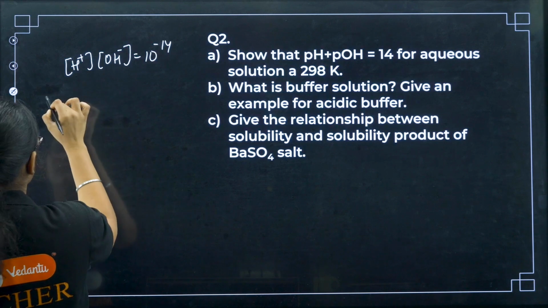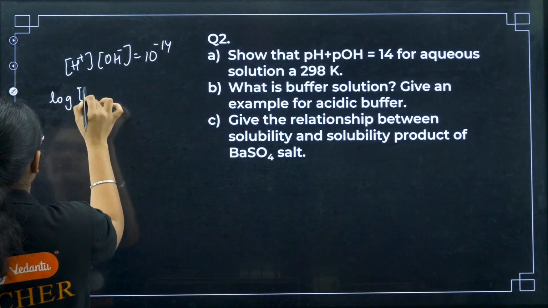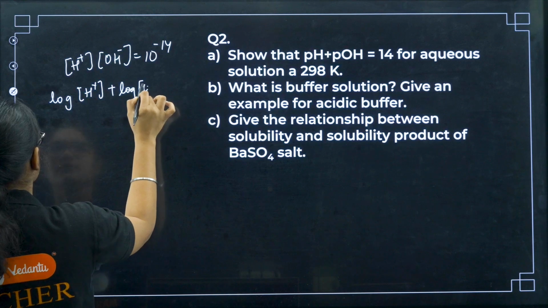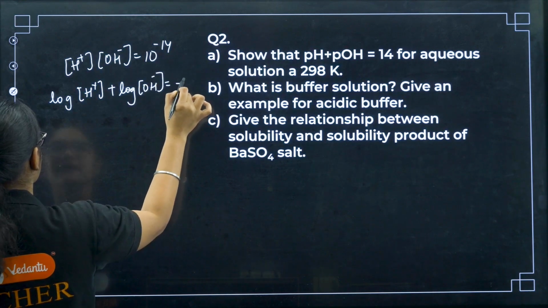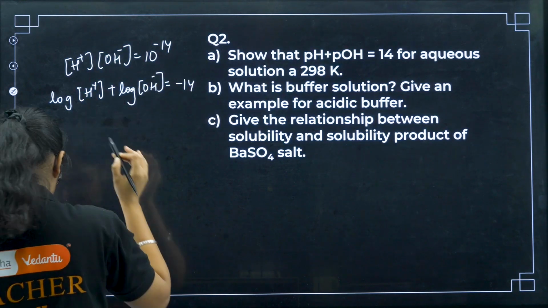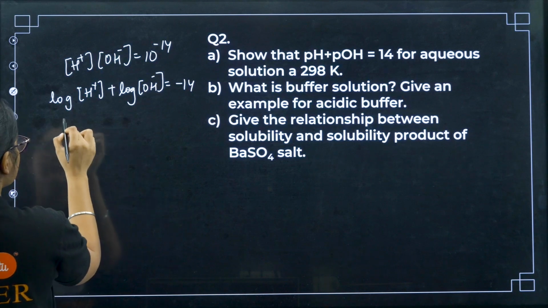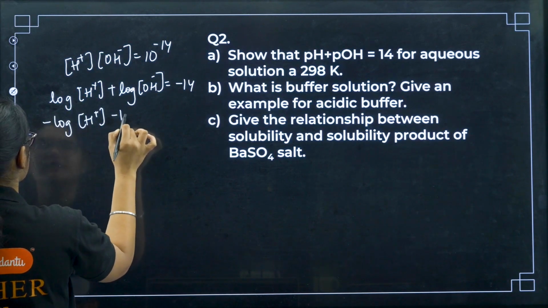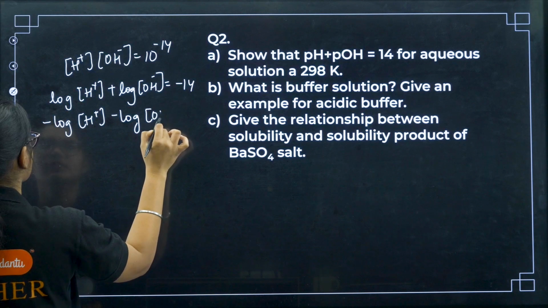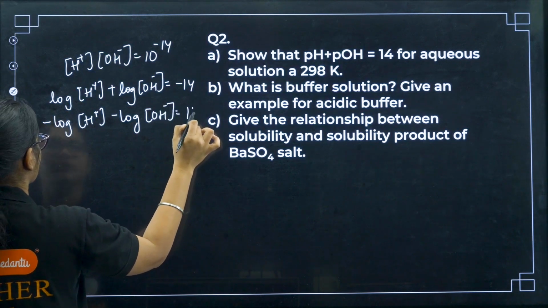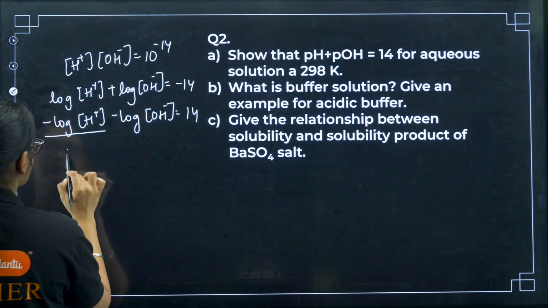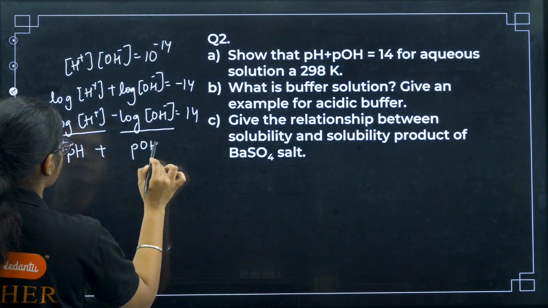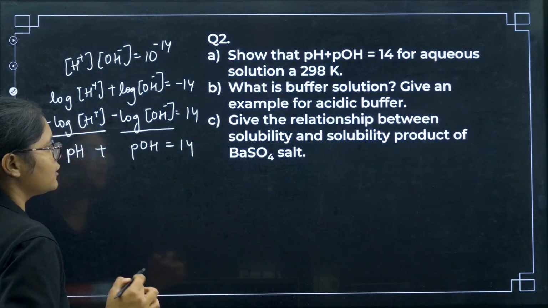Now if I take log on both sides, I'll get log[H+] plus log[OH-] is equal to minus 14. Now if I take negative on this side, minus log[H+] minus log[OH-] is equal to 14, right? So what is minus log[H+]? Nothing but pH. Minus log[OH-] is nothing but pOH. So pH plus pOH is equal to 14. That is how it is proved.